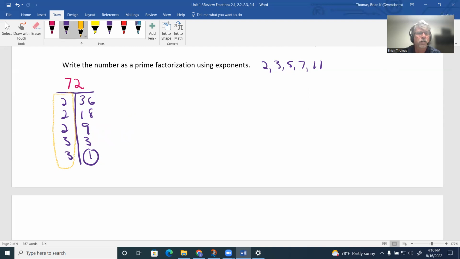That's how I use a T-chart to organize things. So that means I have 2 times 2 times 2 times 3 times 3. But using exponents, there's 3 2's, so that'd be 2 to the third power times 2 3's. In other words, that'd be times 3 to the second power. And that would be a prime factorization using exponents.